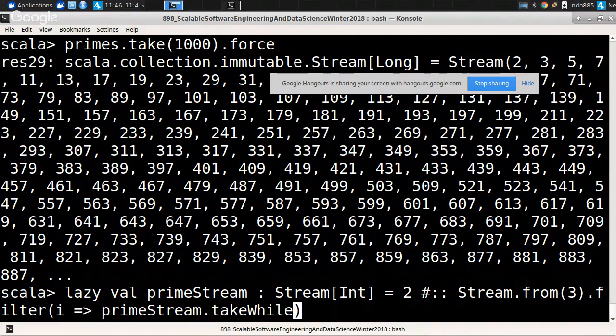Oh, that's cool. Okay, take while, ladies and gentlemen. Take while will get all the elements as long as the predicate is matched, it'll get all the ones up to that point. So if it's a sorted list, it will allow you to go up and only get those to a certain point in the list, rather than filtering. Also take while. We have k. This is a k for candidate. Okay.